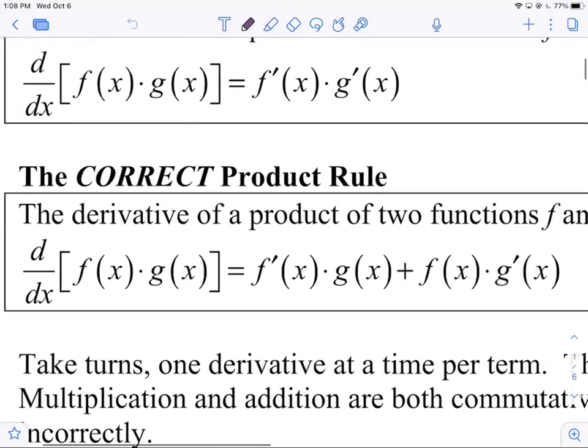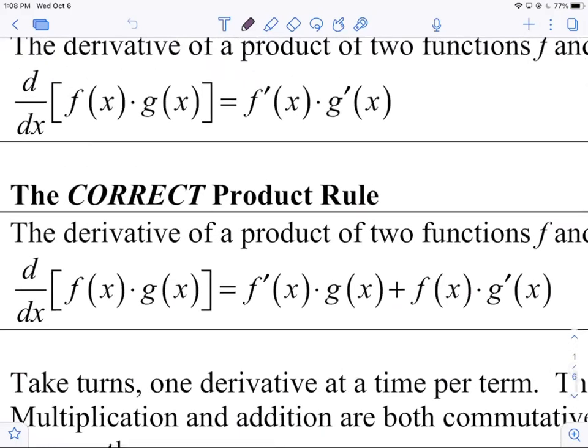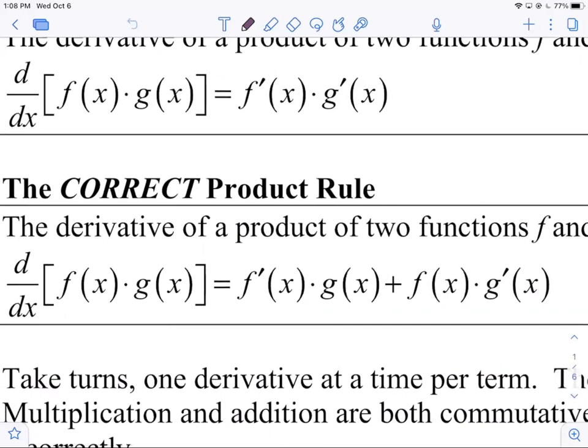But the good news is there is a correct way to do it. You just have to remember what it is. So the derivative of f times g is the following: f prime g plus f g prime. The derivative of f times g is, ready for it? F prime g plus f g prime. F prime g plus f g prime.